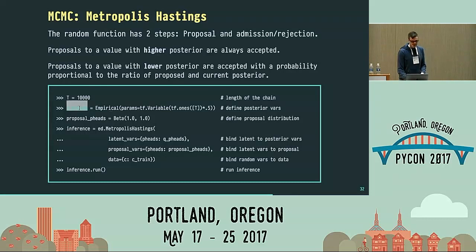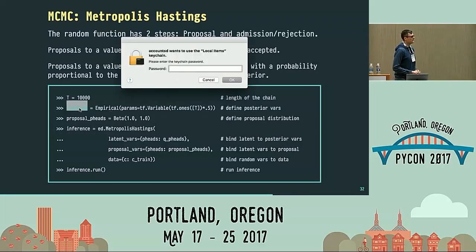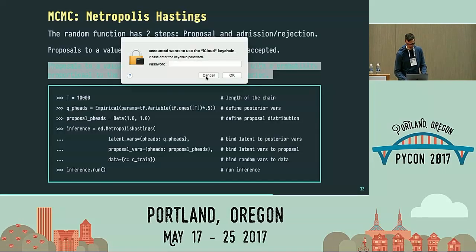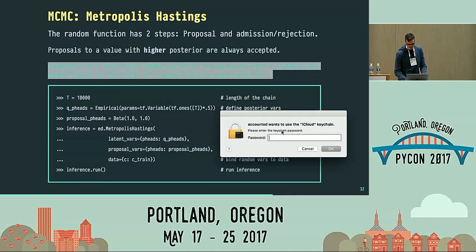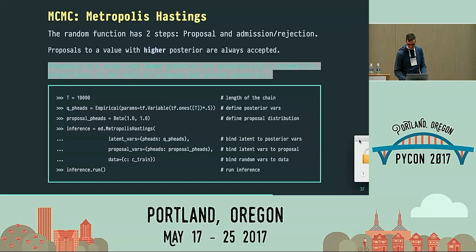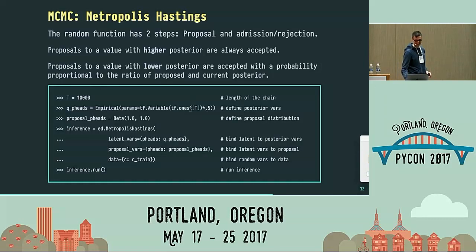And then we have this Q heads variable. Sorry about that. I hope this goes away. It goes away. So, where was I? Yeah, so we have this Q heads variable. I hope nobody tries to hack me here.